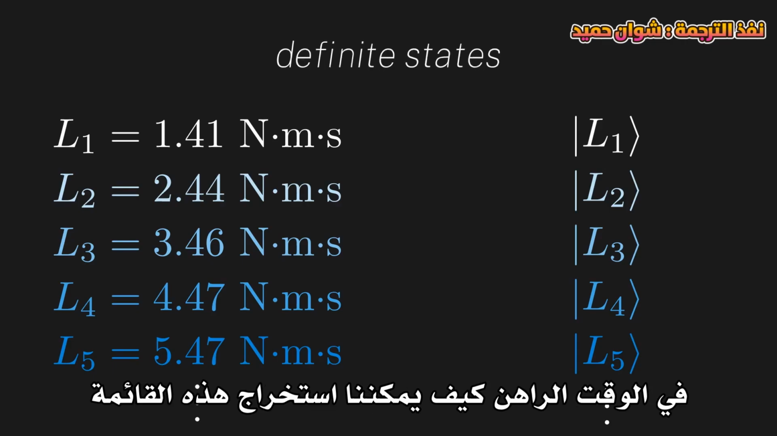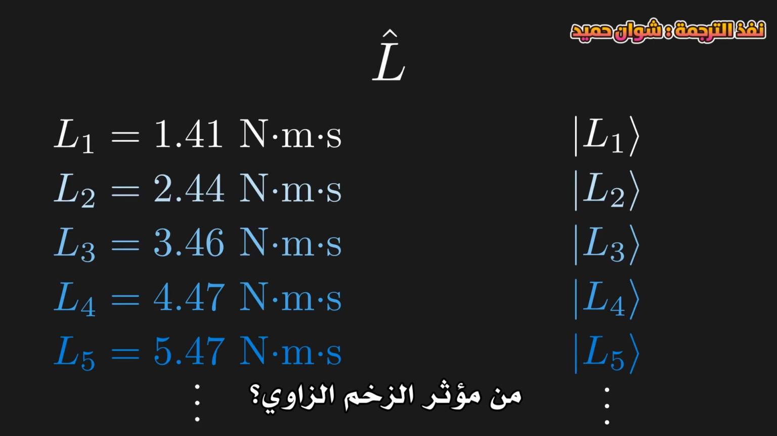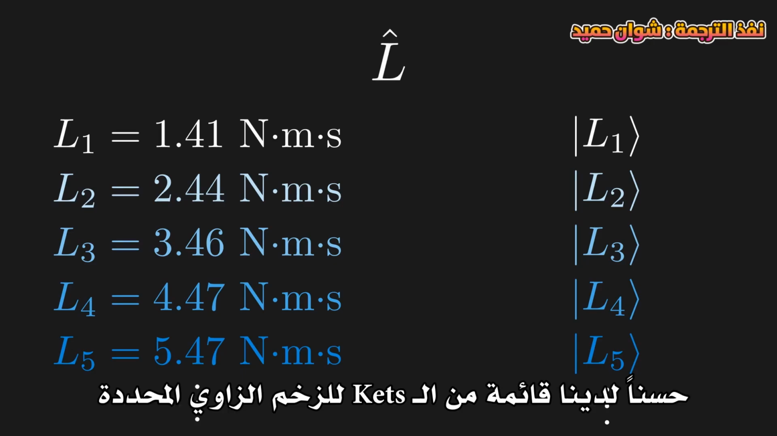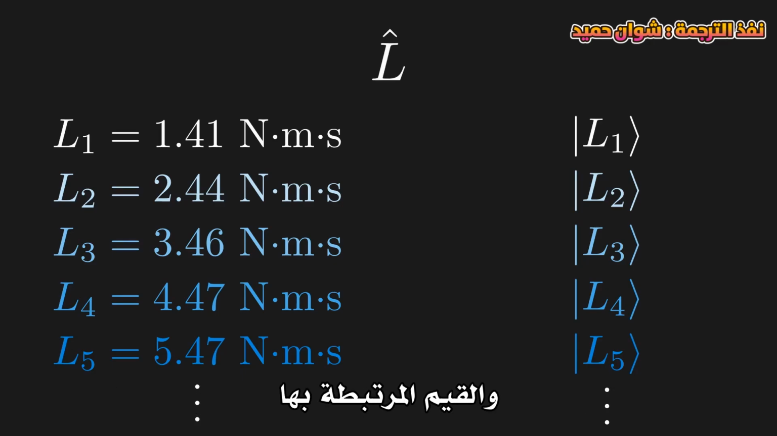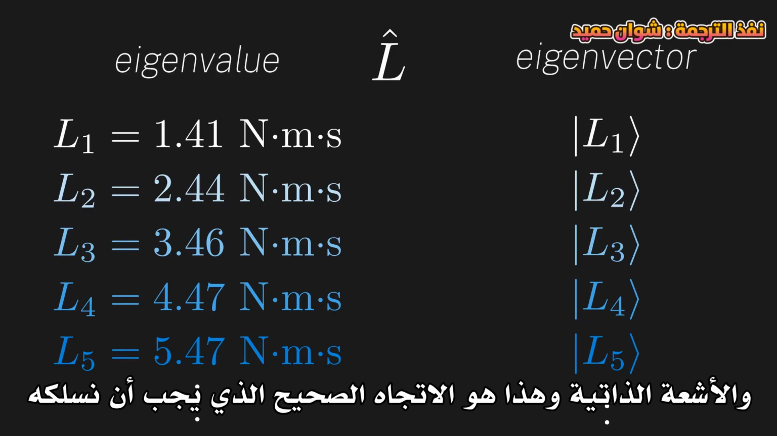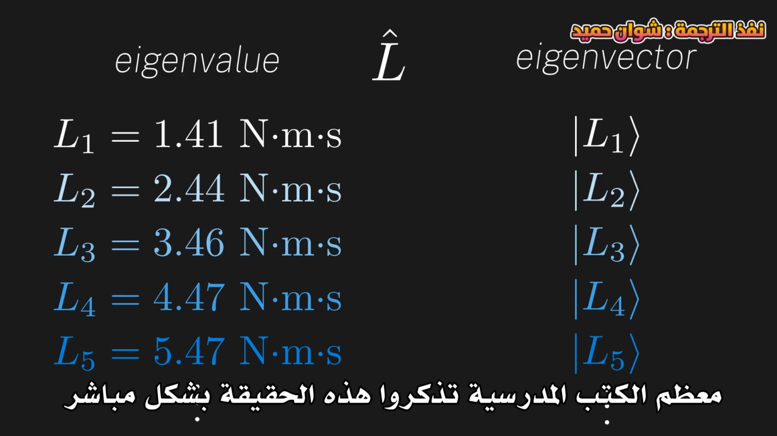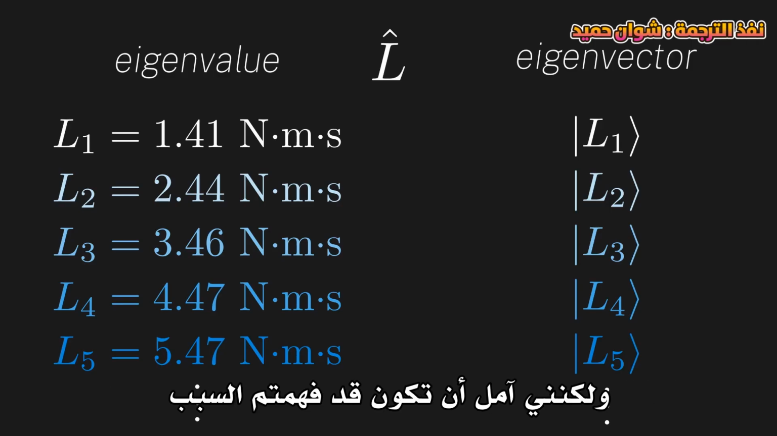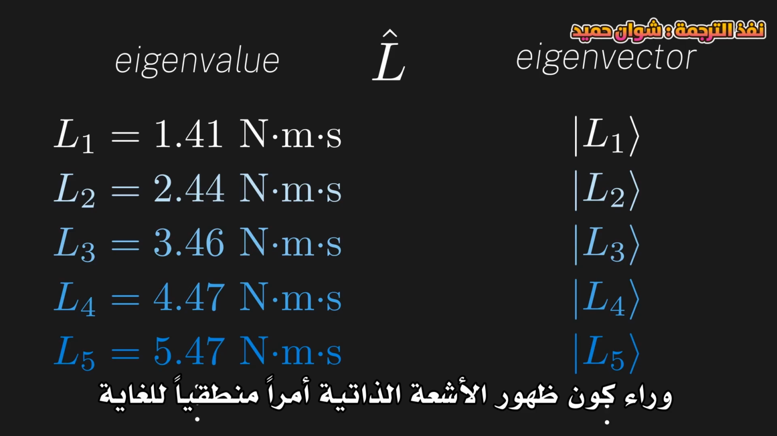Now, how would we get this list from the angular momentum operator? Well, we have a list of definite angular momentum kets and associated values. I don't know about you, but to me, this screams eigenvalues and eigenvectors, and this is the right direction to head. Most textbooks just state this as a fact, but hopefully you see why it's incredibly reasonable that eigenvectors show up.